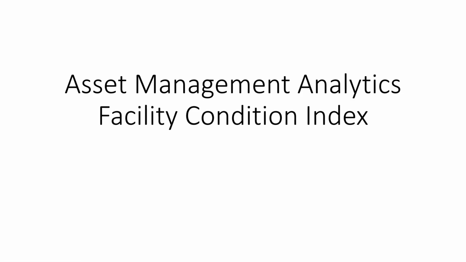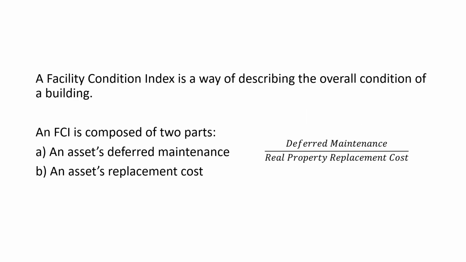Welcome back. In this video, we're going to examine the Facility Condition Index. A Facility Condition Index is a way of describing the overall condition of a building or other asset. The FCI is a key asset management metric and is composed of two parts. We use an asset's deferred maintenance as well as its real property replacement cost.